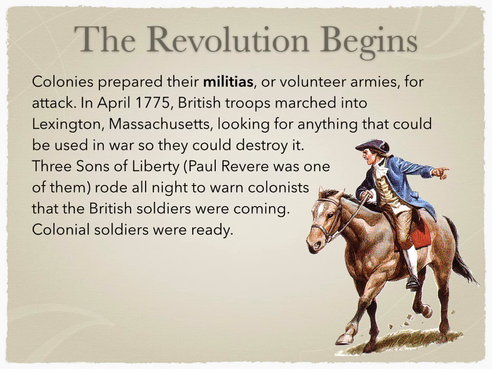The revolution begins. Colonies prepared their militias, or volunteer armies, for attack. In April 1775, British troops marched into Lexington, Massachusetts, looking for anything that could be used in war so they could destroy it. Three Sons of Liberty, Paul Revere was one of them, rode all night to warn colonists that the British soldiers were coming. Colonial soldiers were ready.